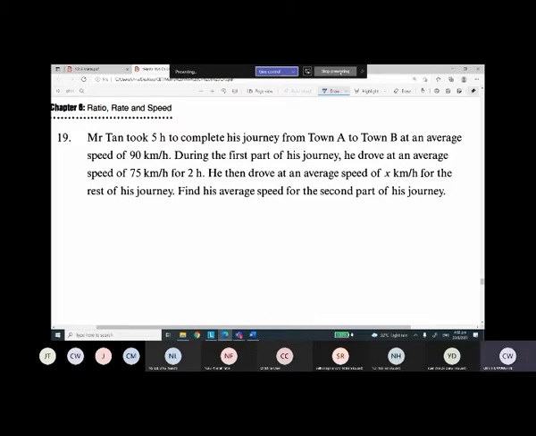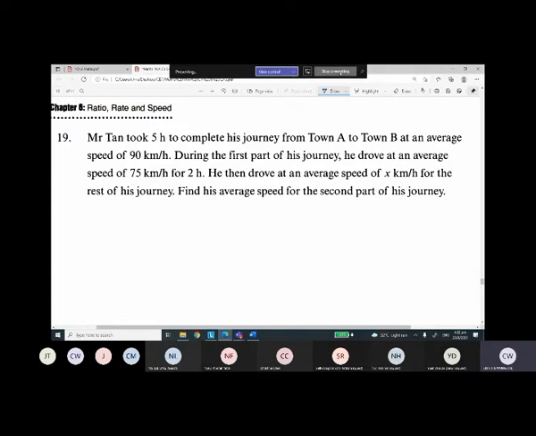Mr. Tan took 5 hours to complete his journey from town A, Ang Mo Kio town, to town B, Choa Chu Kang town, whatever, at an average speed of 90 kilometers an hour. The average speed he took is 90 kilometers an hour. The time he took to travel is 5 hours.